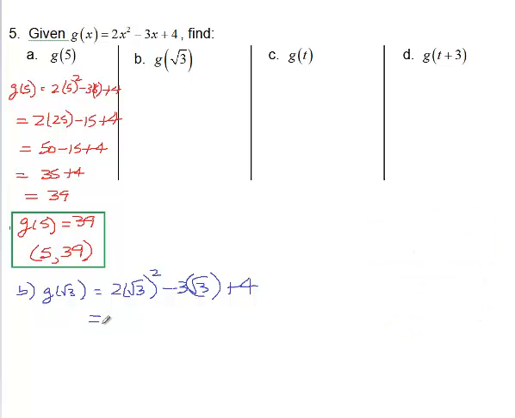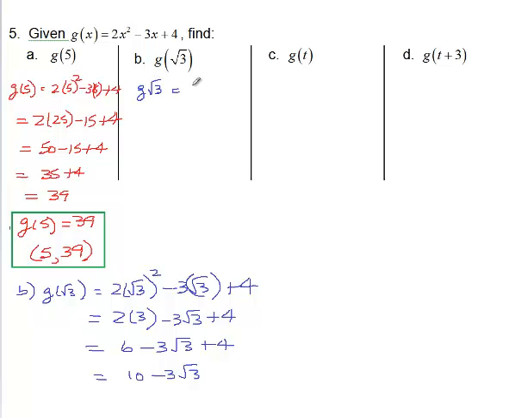Okay, so this is going to be 2 times 3 minus 3 root 3 plus 4. That's 6 minus 3 root 3 plus 4. And that's 10 minus 3 root 3. So it looks like g of root 3, I'll write it back up here, is 10 minus 3 root 3. Now, if you wanted to go to a decimal, you could have changed that to 4.8. I think that's what it works out to. I just checked it on my calculator.